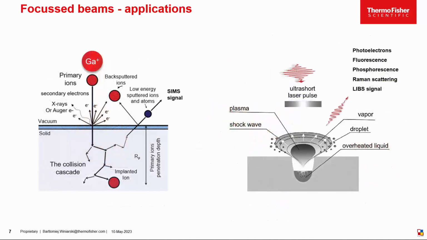For FIBs, the following signals are detected: secondary electrons, secondary ions, and sputtered ions, for example in application in SIMS, which is secondary ion mass spectroscopy. There are a number of signals coming from photon-irradiated solids: photoelectrons, fluorescence, phosphorescence, Raman scattering, etc. Laser-induced breakdown spectroscopy is a handy technique for spectral analysis of light emitted from the formed plasma plume, capable of detecting light elements such as lithium.